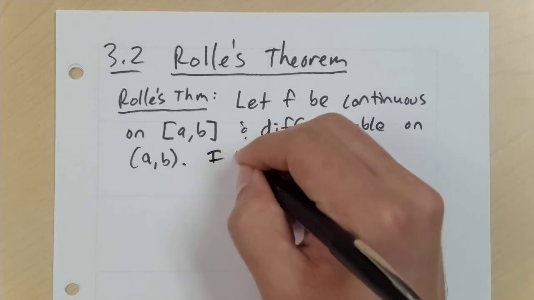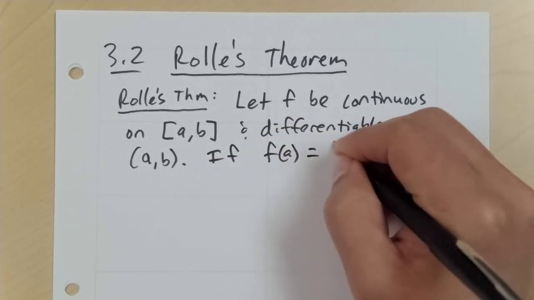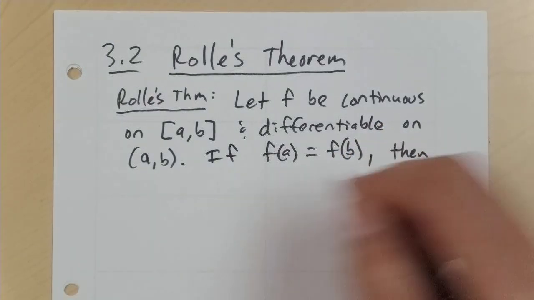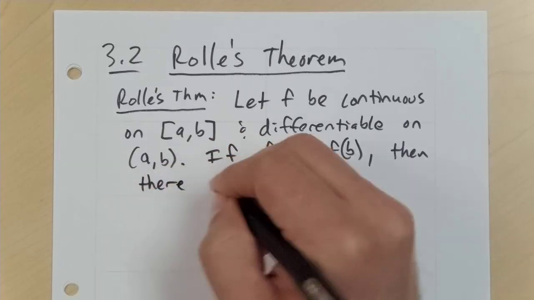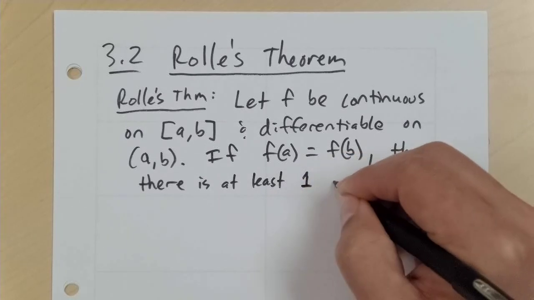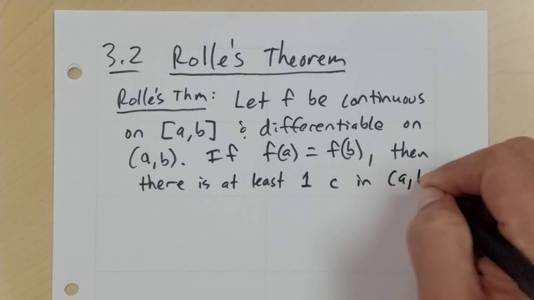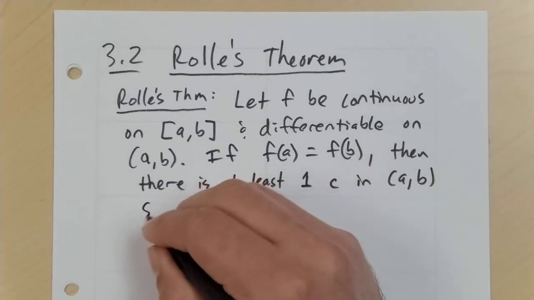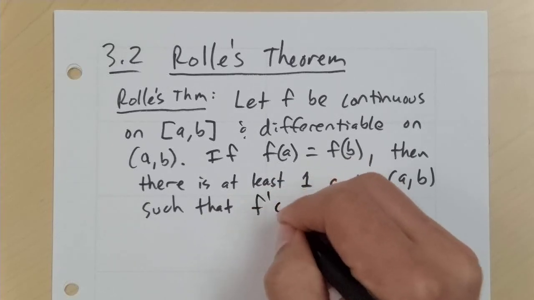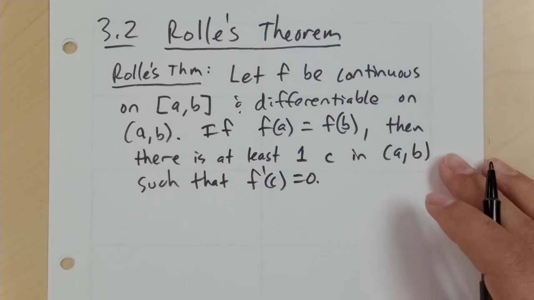So assuming we have those conditions met, if f of a equals f of b, then there is at least one c value in the open interval from a to b such that f prime of c equals 0. Okay, so this is Rolle's theorem.